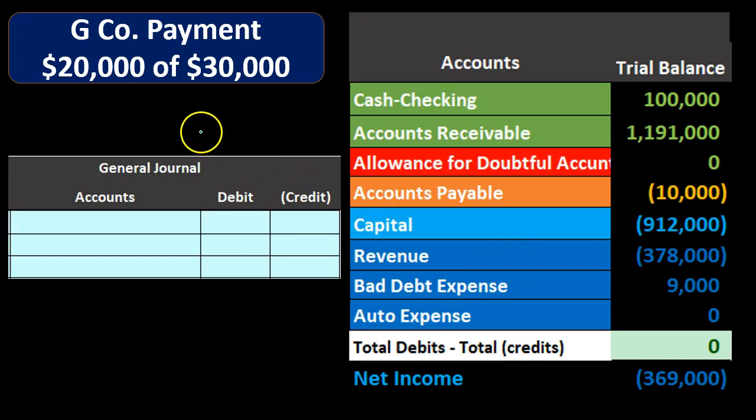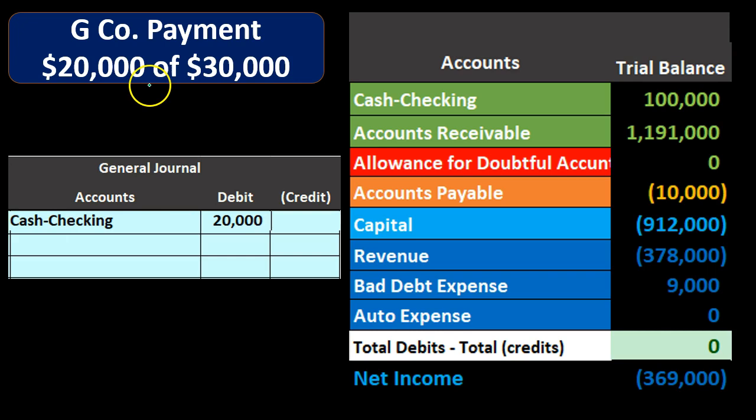Next transaction, we're going to say that G company had a payment of $20,000 but owed us $30,000. In other words, of this receivable, this $1,191,000, G company owes us $30,000, but they're going to go bankrupt or something happened. We're only going to get $20,000. We're not going to get the rest. We can imagine they go bankrupt. We're going to get $20,000 in the bankruptcy. The $10,000 is something that we're not going to get. We're going to write it off.